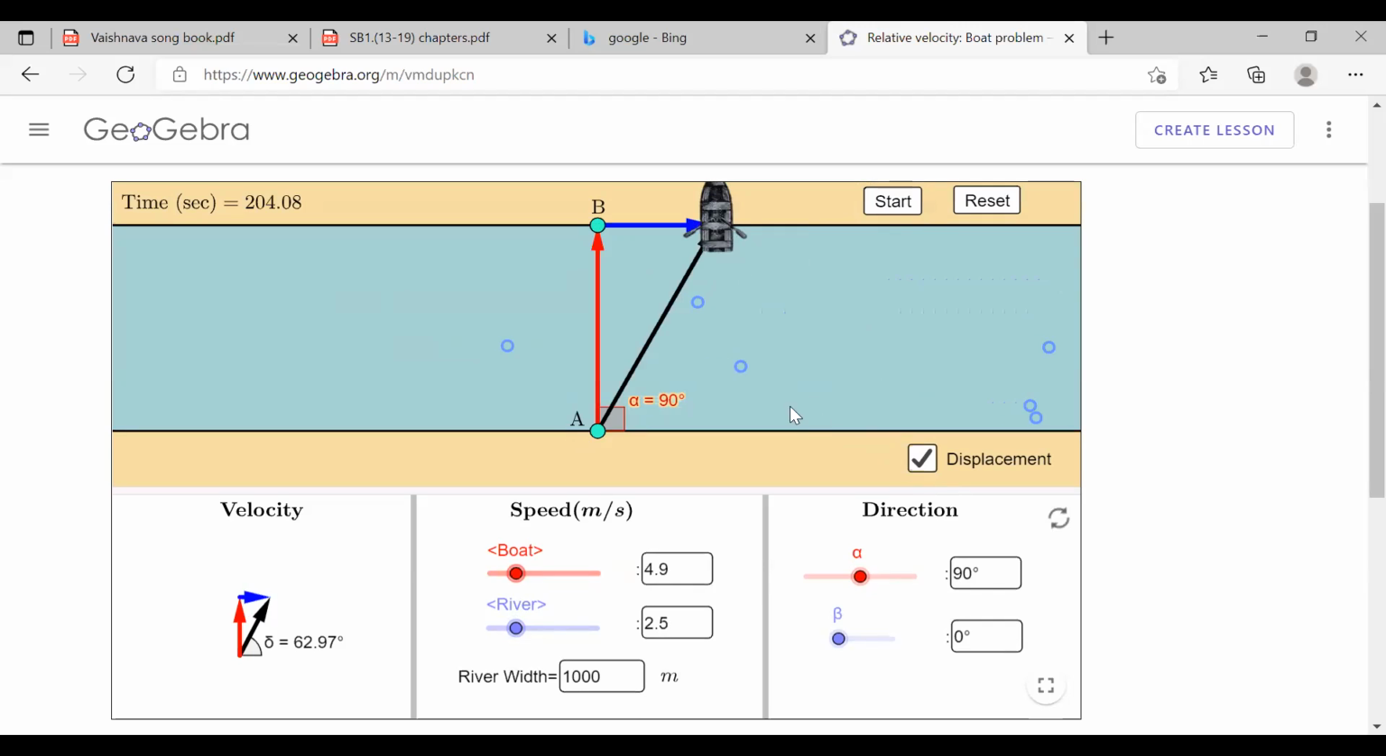And this is the displacement. The black one is the displacement, meaning finally the boat is moving in this direction. It is supposed to move in this red direction, and it is aiming to move in this direction only, but finally it moves in this direction.